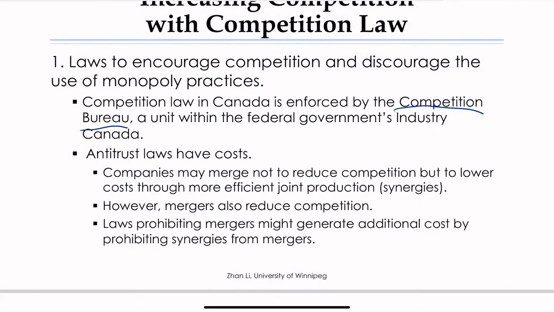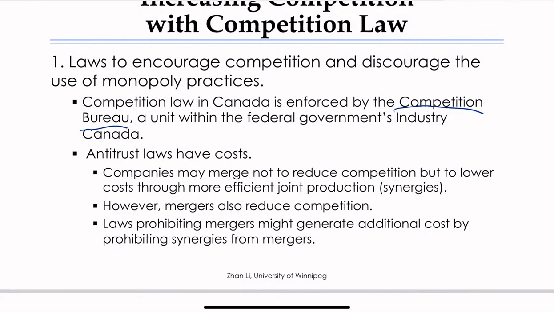And generally, these competition agencies, these regulating agencies, don't like mergers because if two firms merge into one firm, then this will reduce the number of firms in the market. Generally, this means it will reduce the competitiveness of the market. But a lot of times there is a reason for two firms to merge. At least potentially, if they merge with each other, these two firms' businesses can have some synergies. So potentially, by merging with each other, they can actually have more efficient joint production.